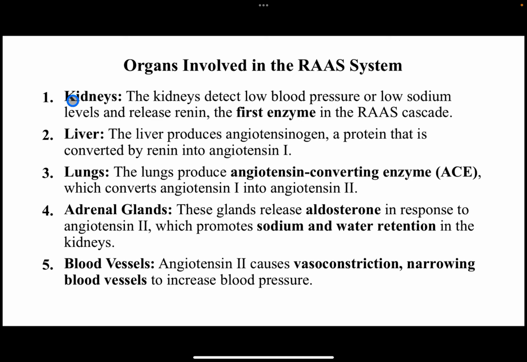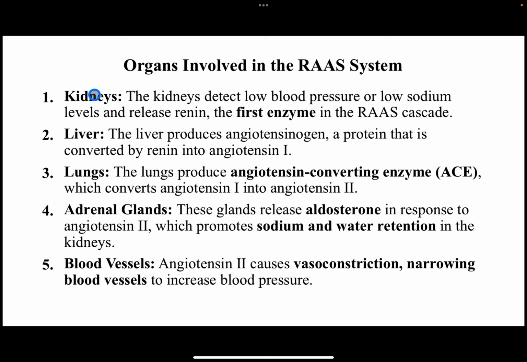So first of all, the kidney is involved in this process. The liver is involved in this process. The lungs are involved. The adrenal glands are involved. And blood vessels are involved. So if you are explaining the mechanism and your explanation does not address the role played by all these 5 organs, it means your explanation is not complete. Okay, so let's look at the role of the kidney.